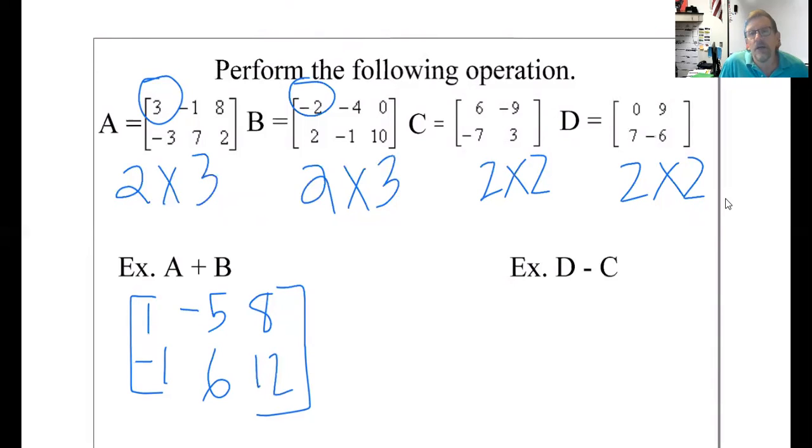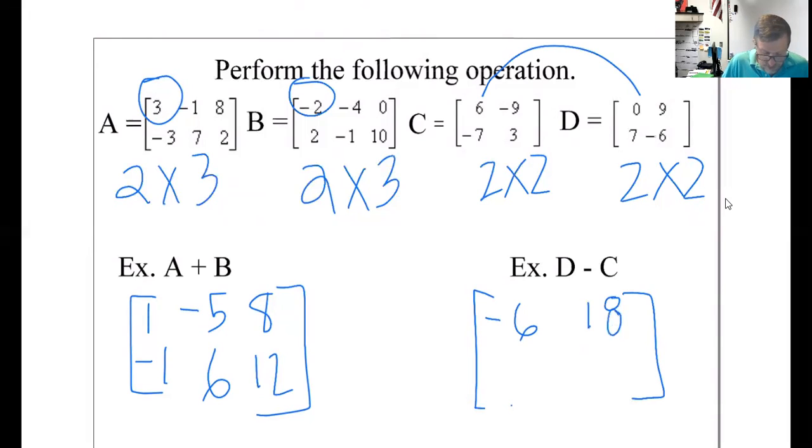Now you don't have to add or subtract these in alphabetical order. So this one's going to be D minus C. So 0 minus 6 is -6. 9 minus -9 is 9 plus 9, and that's 18. 7 minus -7 is 14. And -6 minus 3 is -9.